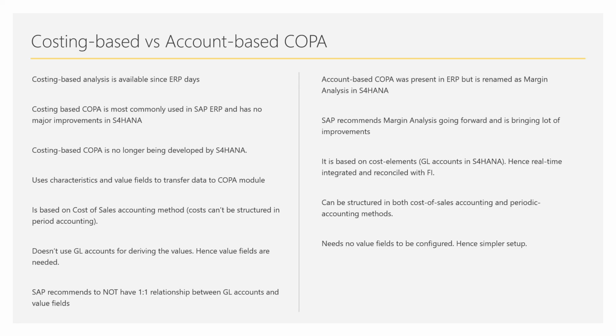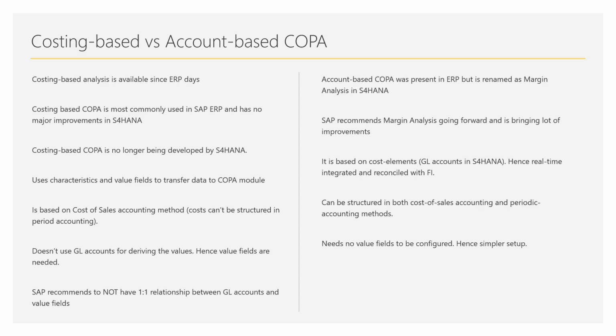But now coming to S4 HANA, SAP did not improve costing based COPA in any way. Whatever functionality was there in ECC, the same functionality of costing based COPA is now available as it is in S4 HANA. There is no improvement. And SAP had also declared that it is not going to invest anymore in further enhancing costing based COPA. SAP is now completely focusing on account based COPA and it is recommending everyone to use account based COPA. Now, what is the primary difference between costing based and account based COPA and why is SAP recommending using account based COPA in S4 HANA? We are going to understand.